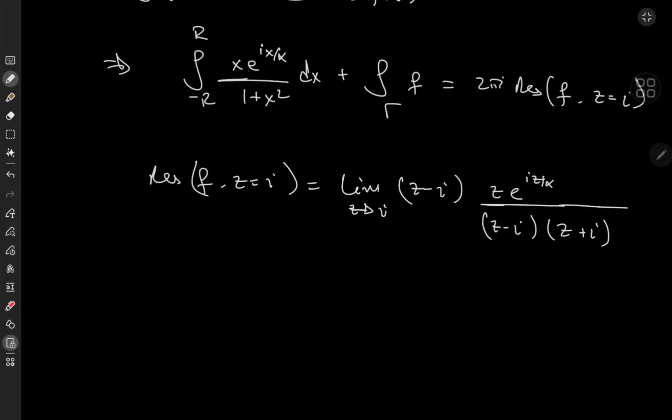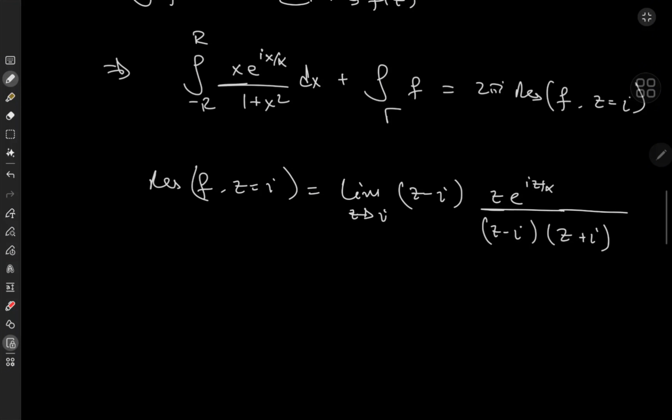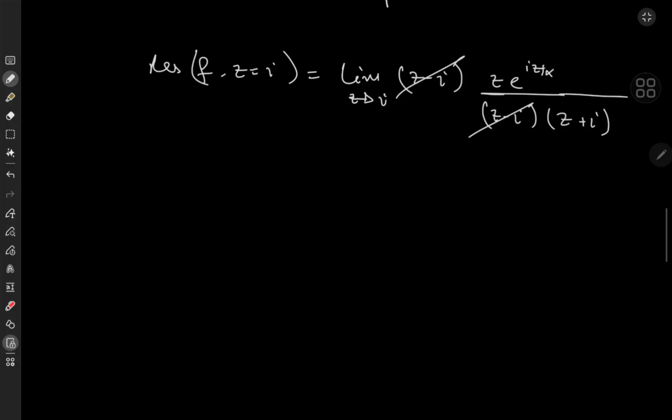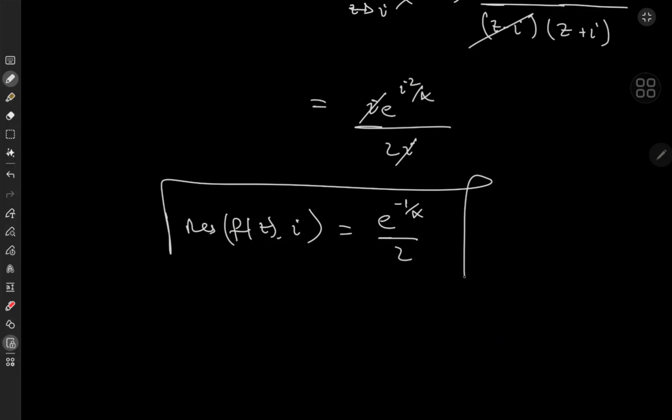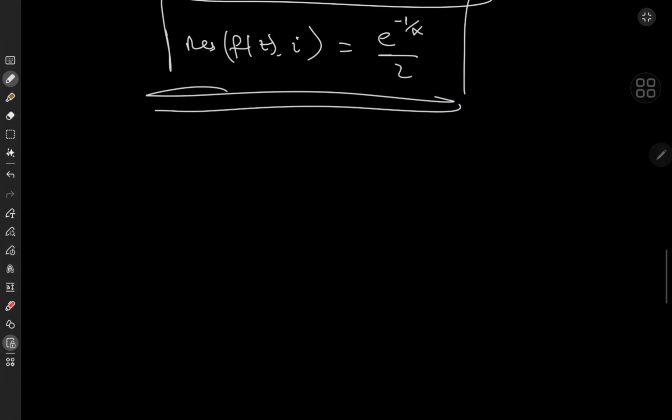And we can, of course, introduce some cancellation. As z tends to i, we have i times e to the i squared over alpha over 2i, and the i's cancel out quite nicely, and we are left with e to the negative 1 over alpha over 2. Okay, cool. So that's the residue of f of z at z equals i, where I have switched notation midway, but that's perfectly all right.